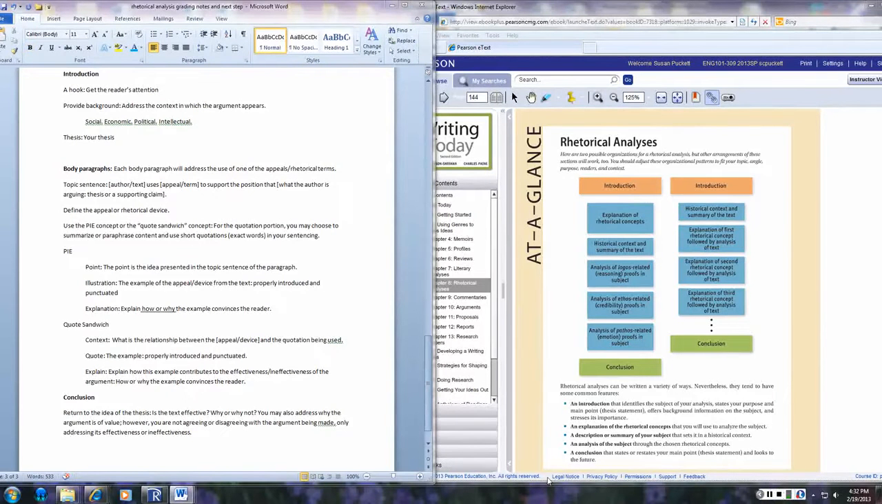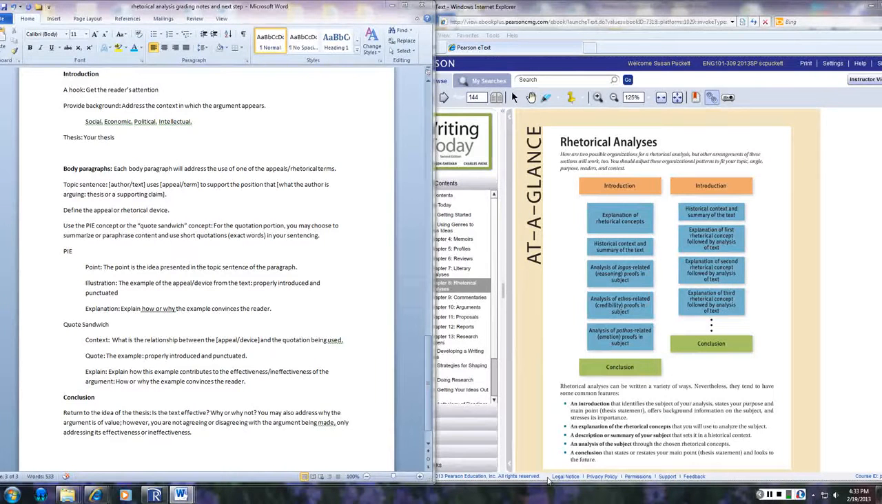The point is the idea presented in the topic sentence of the paragraph, that the author uses this particular device, effectively or ineffectively, to support the argument. Then you need an example from the text that illustrates the point you're making. Make sure you introduce it appropriately, which can also serve to provide context, that you punctuate it and cite it, and then you must explain how or why the example is that type of appeal and whether or not it is effective.